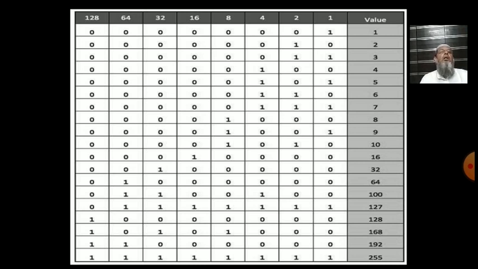There's a table which shows some values, 1 to 10 and 16, 32, 64 and 255. If all bits contain 1, then the maximum value is 255, and if all bits are 0, then it will be 0. And if only the LSB is 1, then the value will be 1.